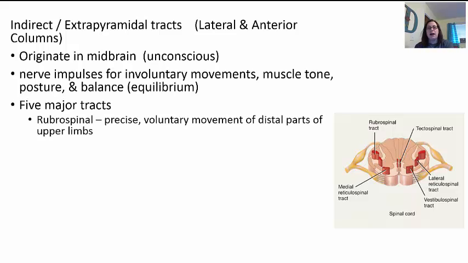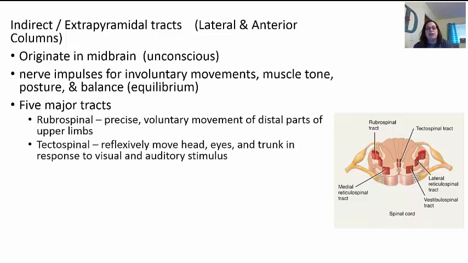So the indirect pathways, there's 5 major tracts we'll look at. There's what we call the rubrospinal. This is going to be precise voluntary movements of the distal parts of your upper limb. So distal means the far end of your upper limb, so this is going to be more like your fingers, your wrists. The tectospinal is the reflex of your head, eyes, and trunk in response to visual or auditory stimulus.